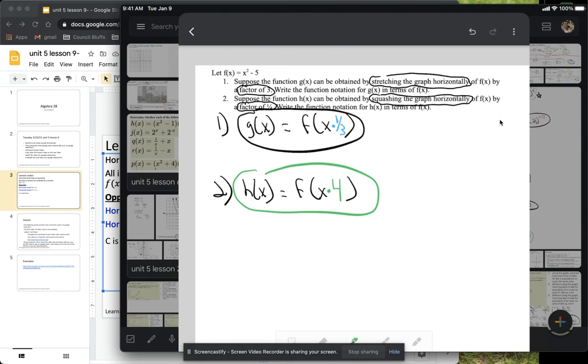And that is really it for lesson 9. Your cool down tonight will be a problem just like this.